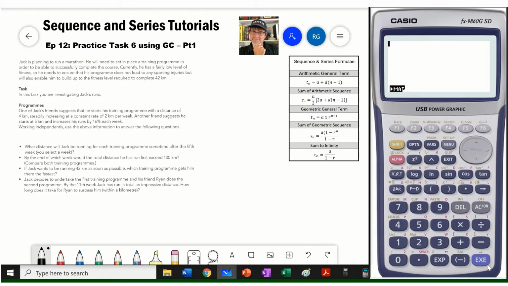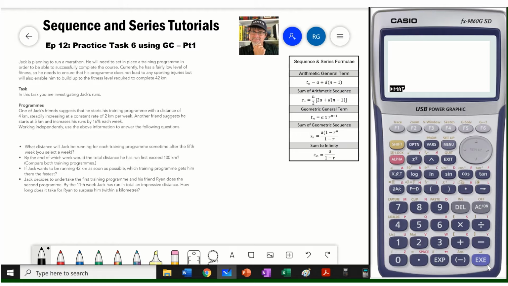One of Jack's friends suggests that he starts his training program with a distance of 4 kilometers, steadily increasing at a constant rate of 2 kilometers per week. Another friend suggests he starts at 5 kilometers and increases his runs by 16% each week. Working independently, use the above information to answer the following questions.